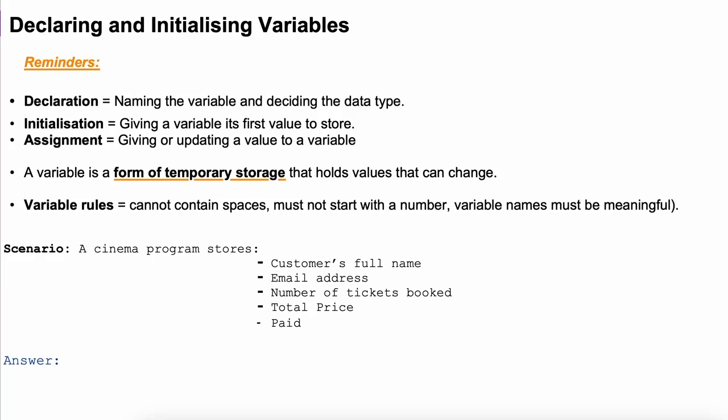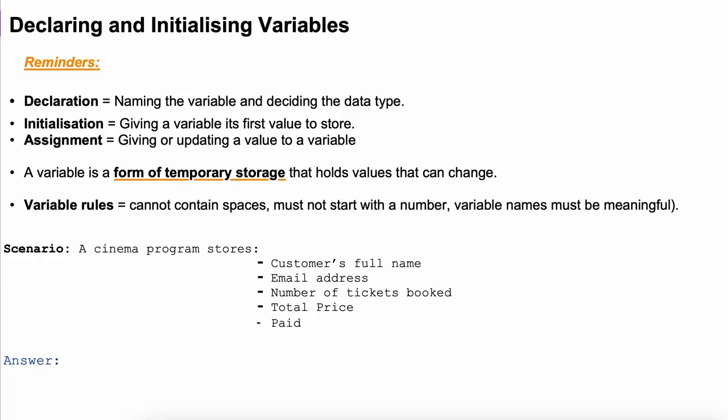Just as a reminder, declaration, or declaring, means giving a name to the variable and deciding the appropriate data type for the data that will be stored inside that variable. Initialization is giving a variable its value for the first time. So this happens at the start of a program, whereas assignment is a general term for giving or updating a value to a variable. This can happen throughout the program.